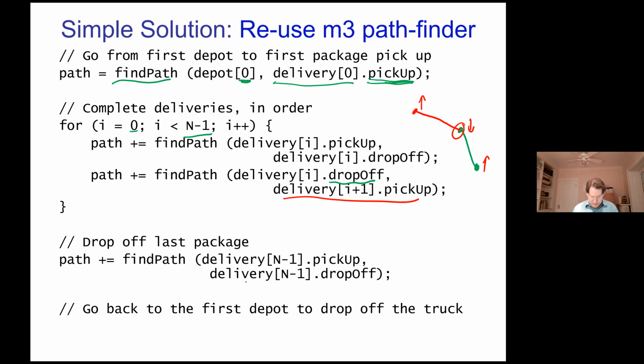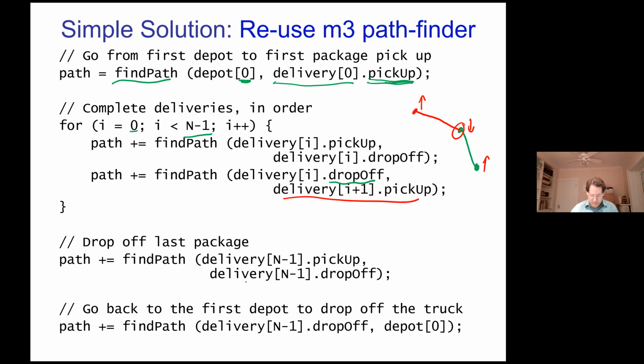I'm just going to drop it off at the first depot again. There might be a bunch of different depots. I'm just going to go from the intersection I'm at right now, my last drop off, to the first depot that you gave me as an option. So I haven't exercised any cleverness at all. Whatever order you gave me the deliveries in, I'm doing them in that order. So it is a naive solution, as people have noted in the chat.